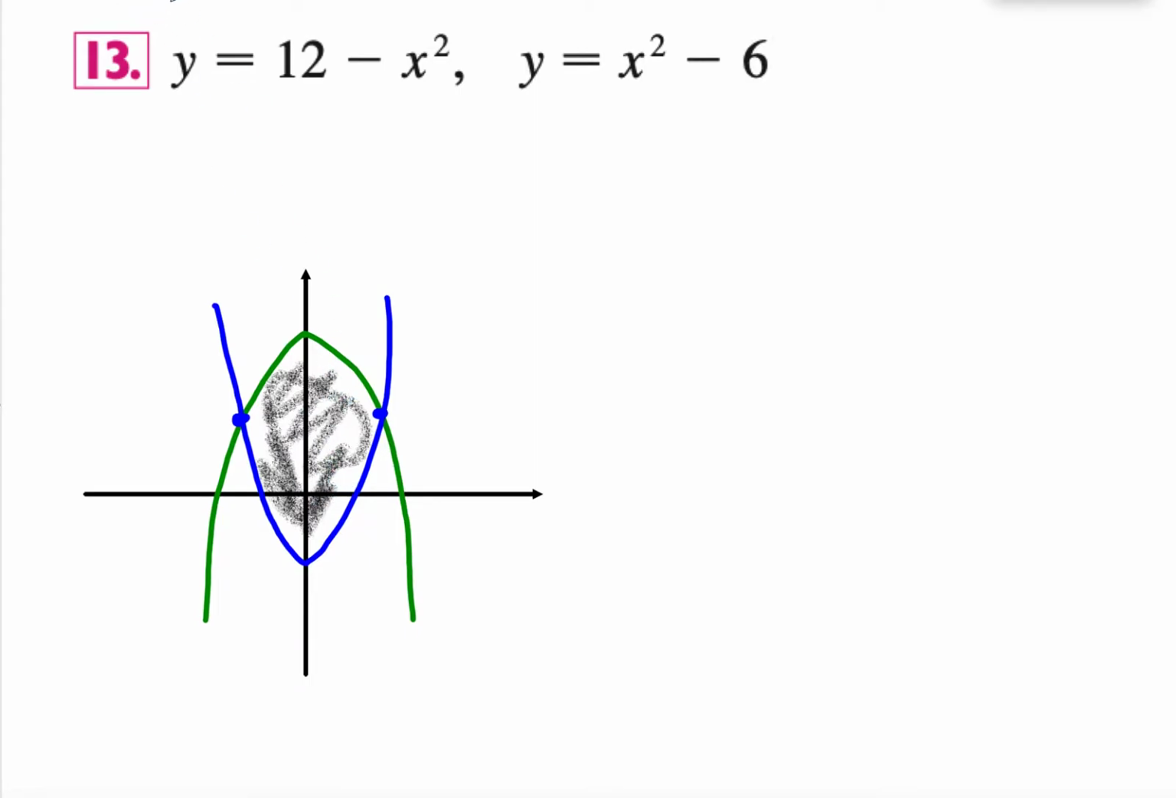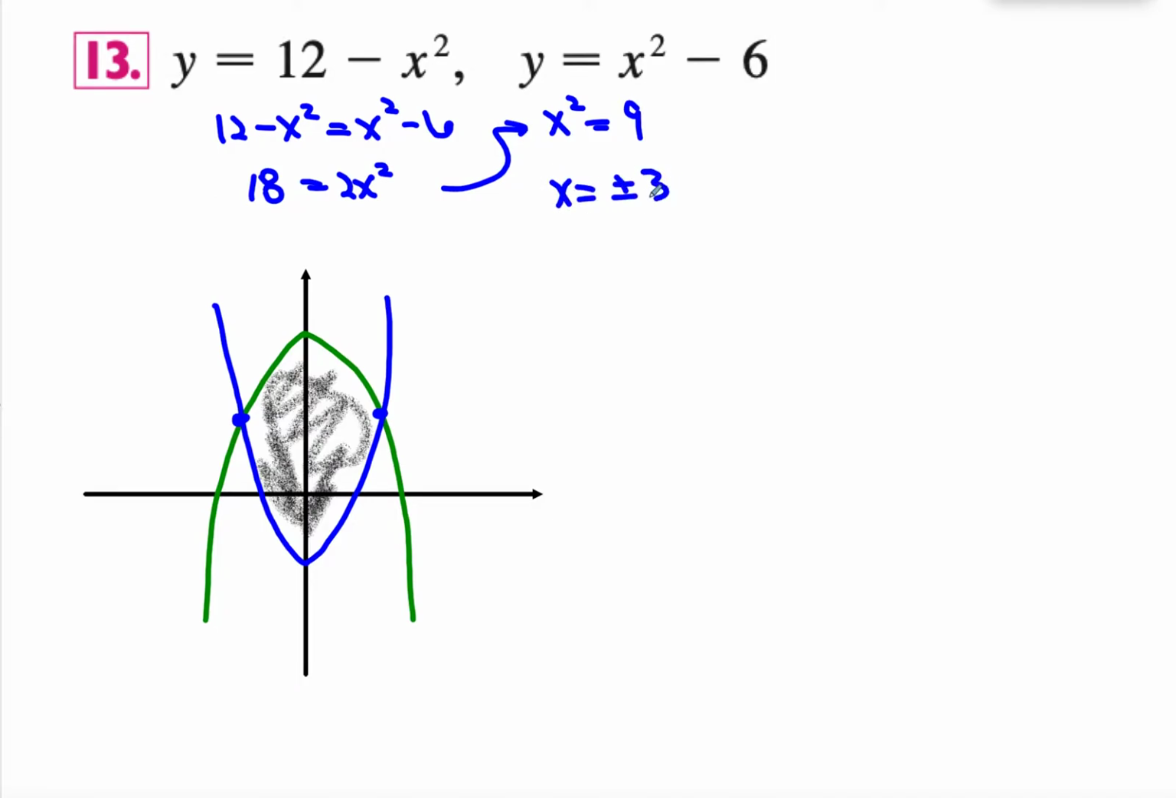Now, in order for us to do that, I need to find the intersections first. So I'm going to set them equal to each other. Here we get 12 minus x squared equals x squared minus 6. Now I'm going to add x squared to both sides and then add 6. So we get 18 is equal to 2x squared, so x squared must be equal to 9. That tells us that x must be equal to plus or minus 3. So this point must be 3, and this point must be -3.